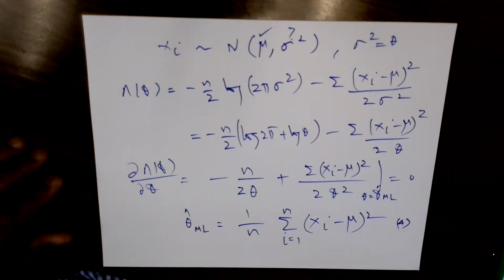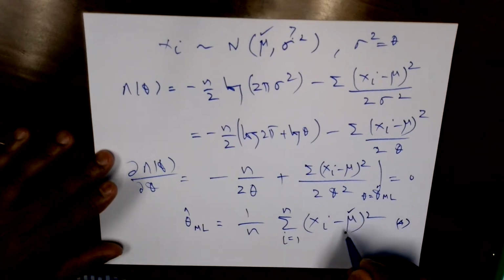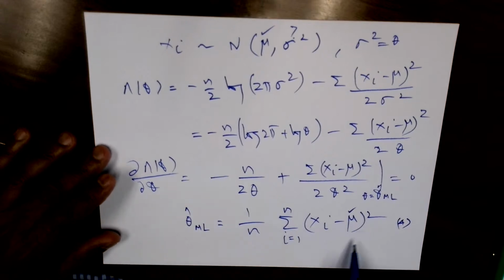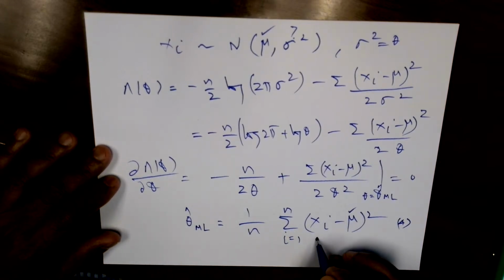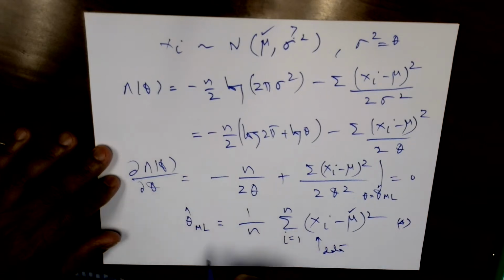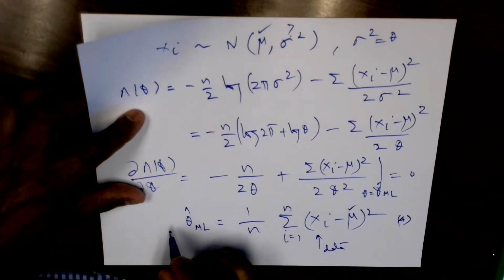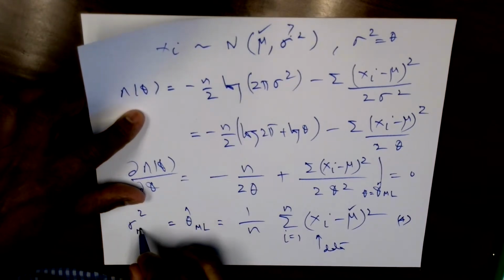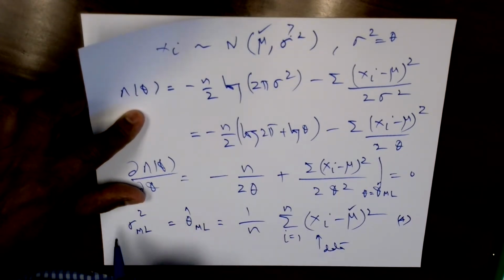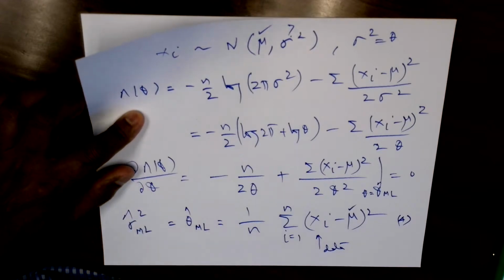So again, this is what we get. Since mu is known, let's say mu is 0. Everything on the right side is known, because the xi's are just data. So this is the maximum likelihood estimator for the variance, not sigma, but sigma squared, when the mean mu is known.